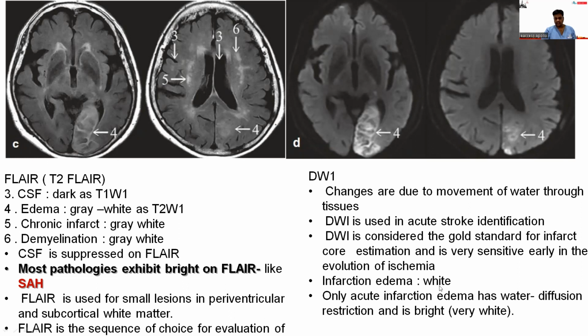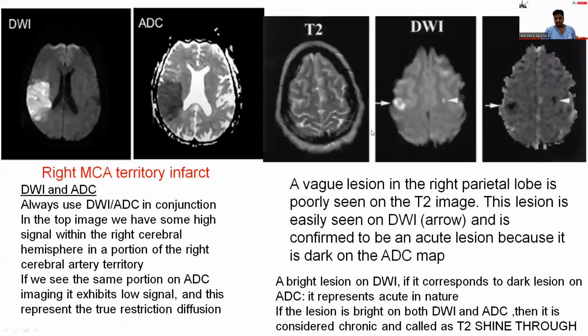Infarction edema looks white, so this white here is an acute infarct edema. Diffusion weighted image and the ADC should be read at the same time. When we see a bright image on diffusion weighted image and a dark image on ADC, then it is usually an acute change. But when there is a hyperintense area here and a hyperintense area here, then it is usually chronic in nature, and is also called T2 shine through.